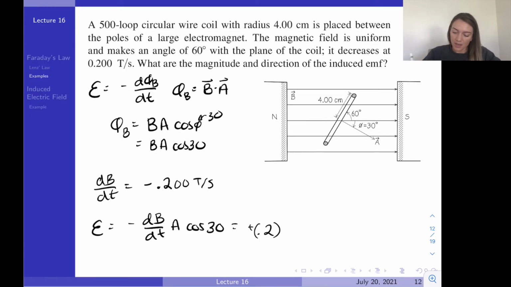So we have the dB/dt. Let's find the area of a coil. It says that the coil has a radius of 4 centimeters. So it will just be pi times 0.04 squared. So that's the area. And then we have a cosine of 30.